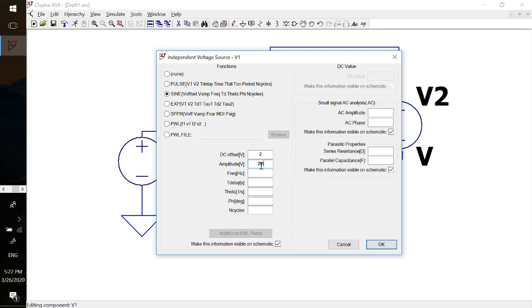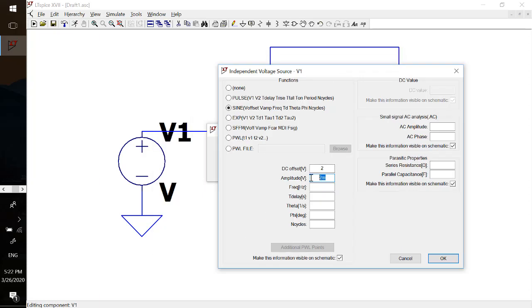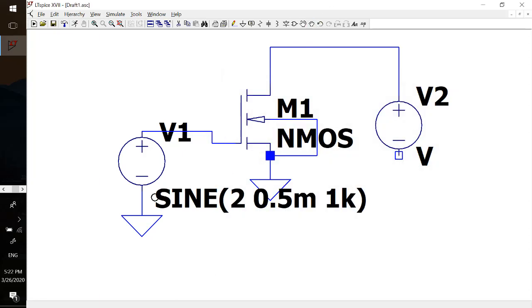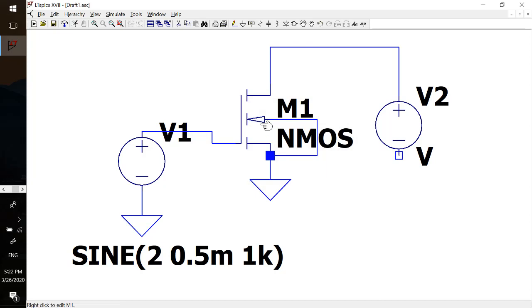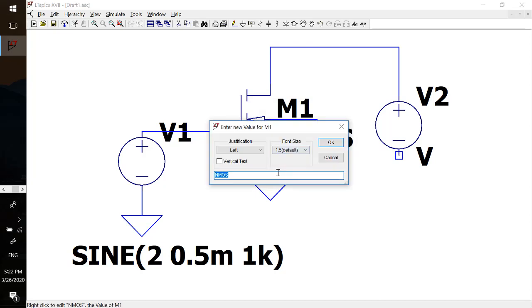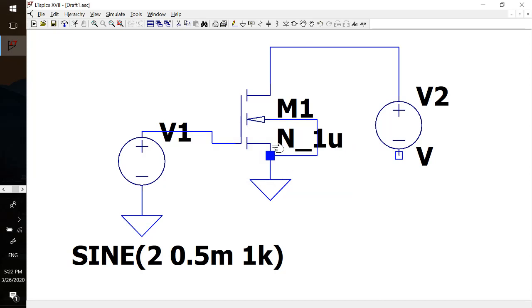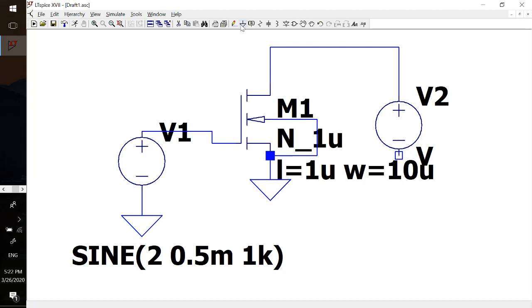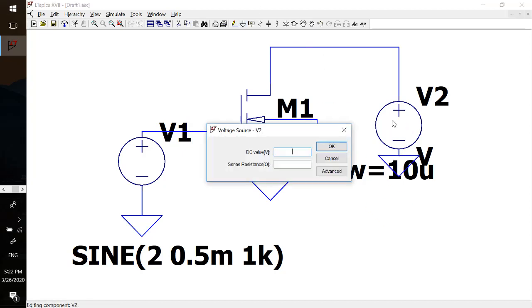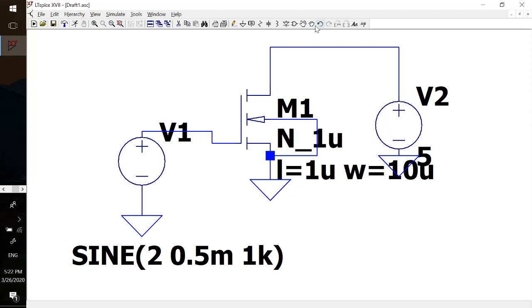Because over here, wait, let me see. Because this voltage will be the amplitude. So if you want to make 1 millivolt, you need actually 0.5. I'm sorry, 0.5 millivolts. Frequency, let's just do 1K. It doesn't matter. And let's make it 10 to 1. And let's change here to be n underscore 1u. And don't forget the ground for the VDS. So the VDS is 5 volts, I remember. Okay.